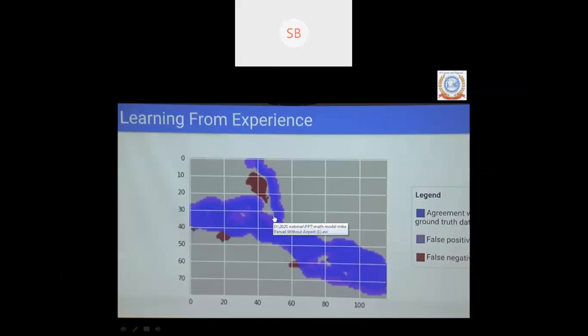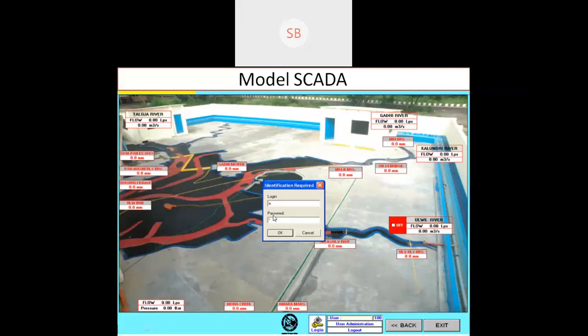Okay, so this is one of the mathematical models. Here also there are some link files, how many mathematical models we developed for CWPR studies, but I am not getting into it.